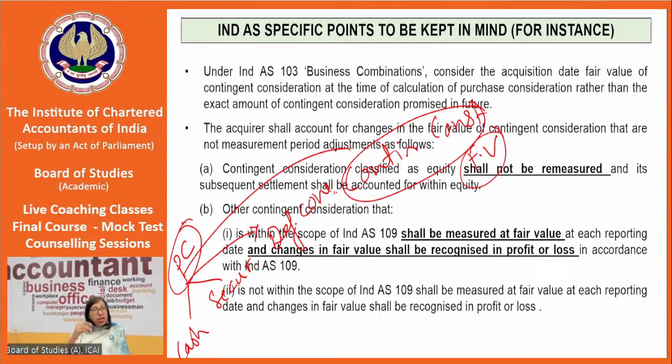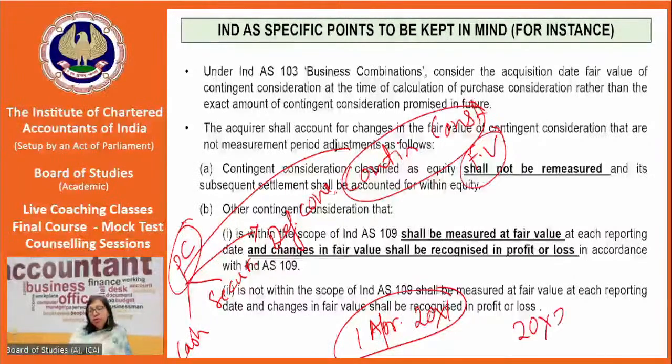However, a subsequent change in the fair value of the contingent consideration will not be considered as a change in the fair value of the contingent consideration on the acquisition date. If you took a wrong fair value on the acquisition date, 1st April 20X1, then you can change the purchase consideration and goodwill, provided you discovered the fact within 1 year. However, if the fair value changes on 1st April 20X2, this is subsequent measurement, and we must see how to account for this subsequent measurement.